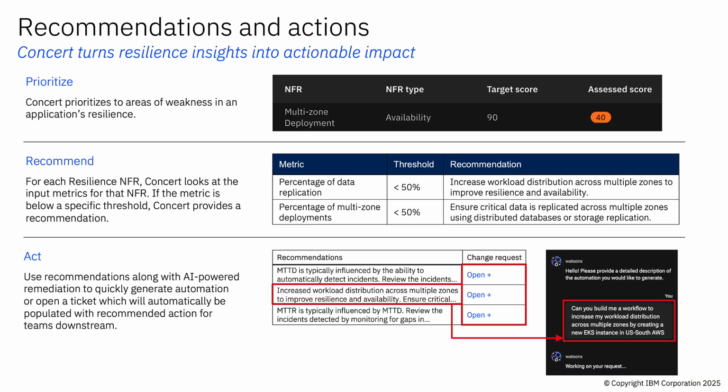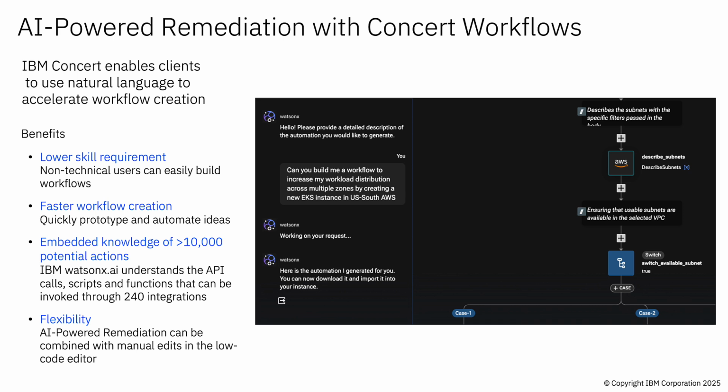For example, if you're seeing there has been a drop in availability for a certain application, you can dive into the most recent assessment results and find out exactly why. Concert will provide a recommendation for how to fix the availability issue, and then you can take action on that, either through opening a ticket or using GenAI workflows to start the remediation process yourself. Using Concert's GenAI workflows capability is extremely accessible, as you simply tell watsonx in natural language what you would like done, and it will build that out for you.